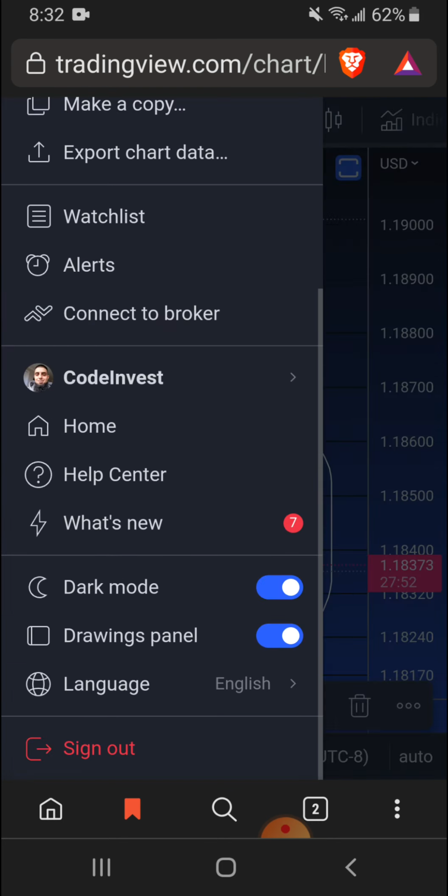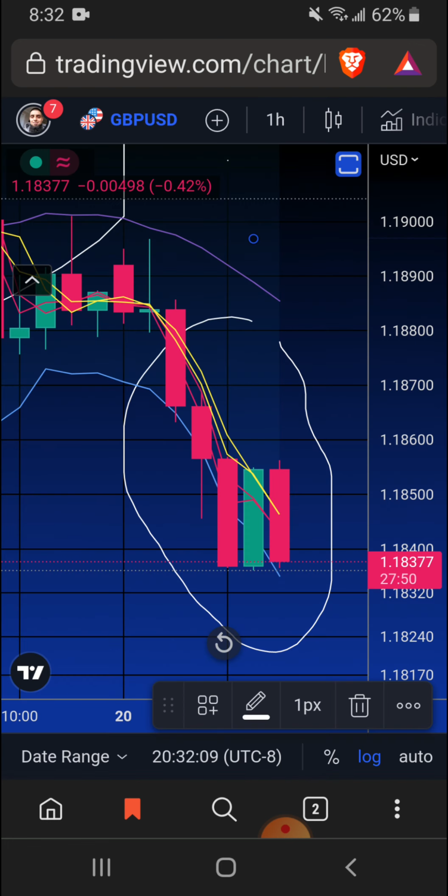Can I close the drawing? So I'm just going to close the drawing panel now because we don't really need that. Okay. It's not deleting.